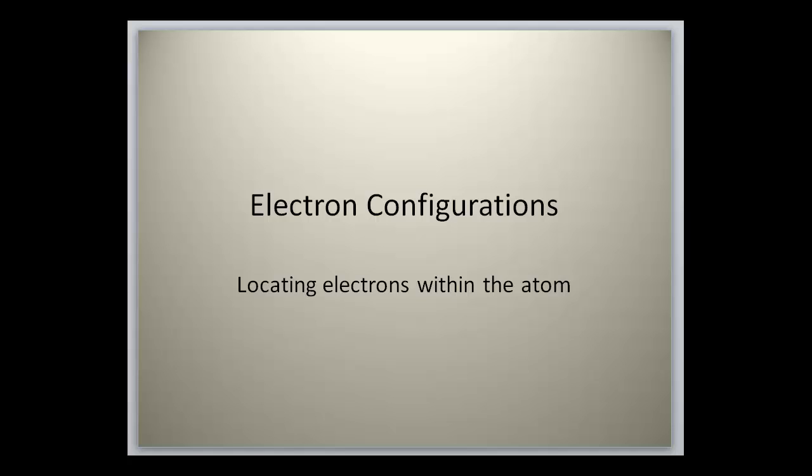Okay, what we're going to do in this vodcast is expand on what we were talking about in the last vodcast with orbitals. Orbitals can be a little bit confusing, so let's do a little bit of review. When you think of orbitals, think of regions where the electrons are located. There are four types of orbitals: s orbitals, p orbitals, d orbitals, and f orbitals.